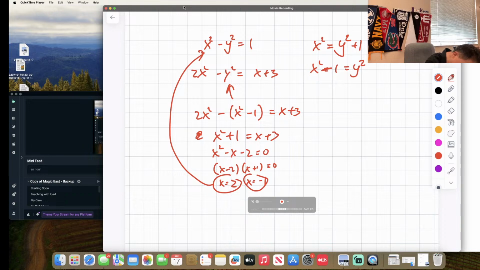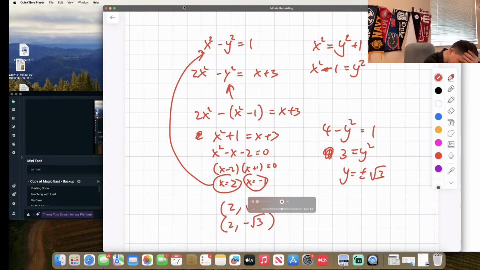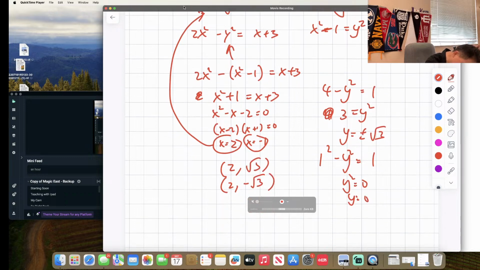Well, 2 is going to give you 4 minus y squared equal to 1. So actually this will be 3 equal to y squared. Y equal to plus or minus root 3. So it'll be (2, root 3) and (2, negative root 3). X equal to negative 1: so it'll be 1 squared minus y squared equal to 1. So y squared equal to 0, y equal to 0.